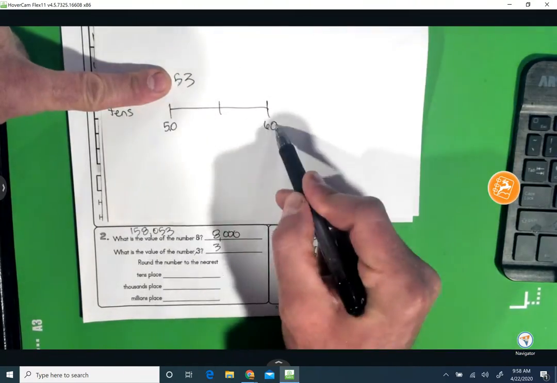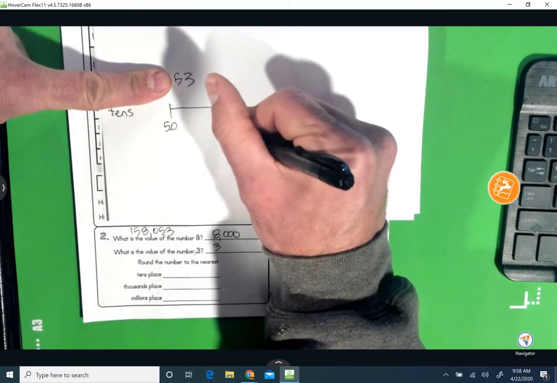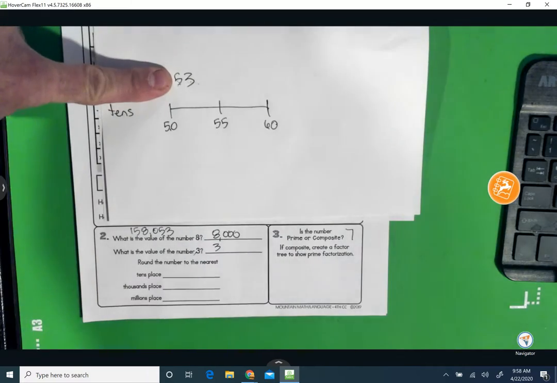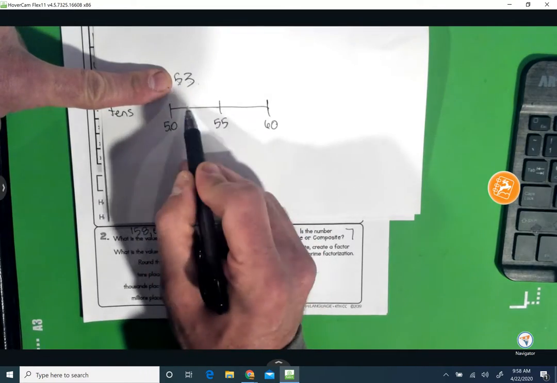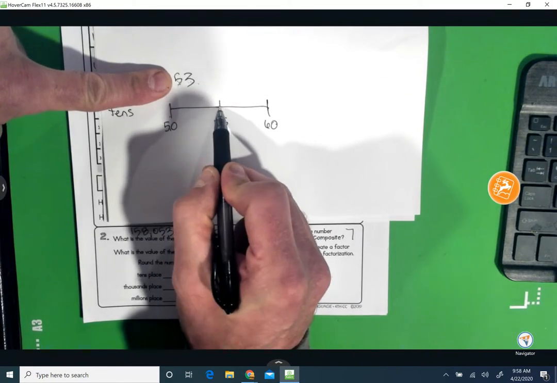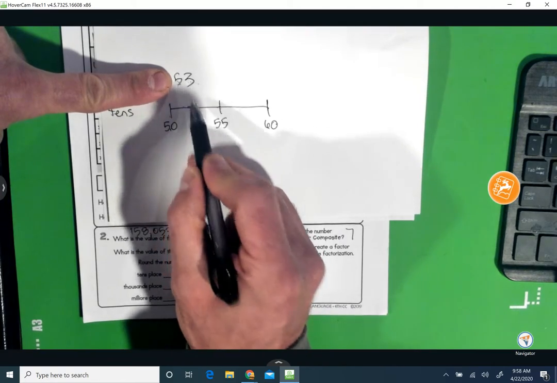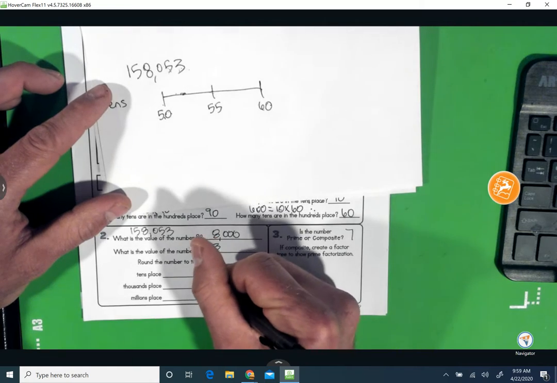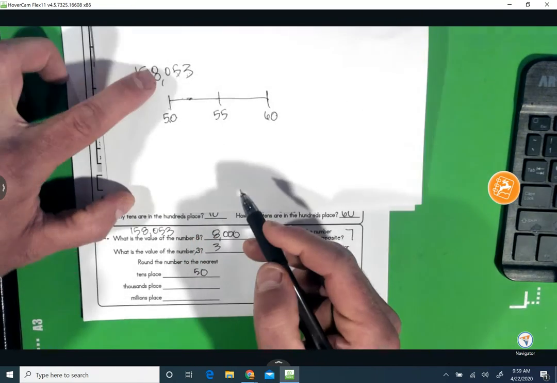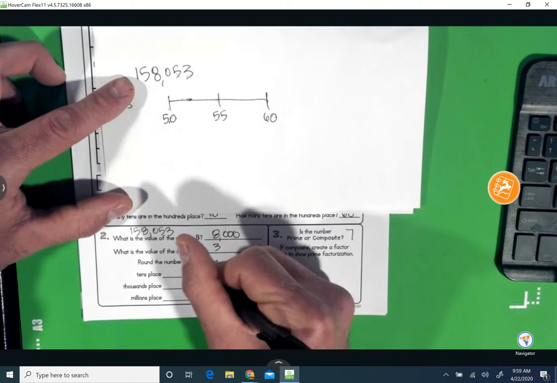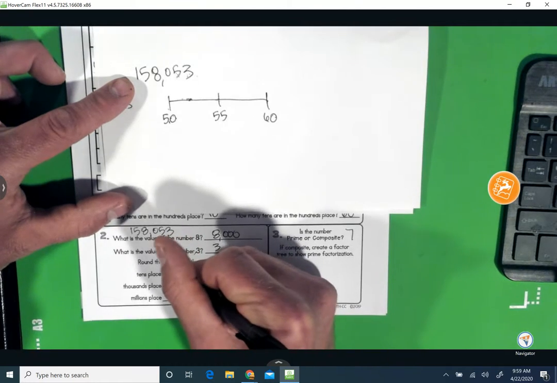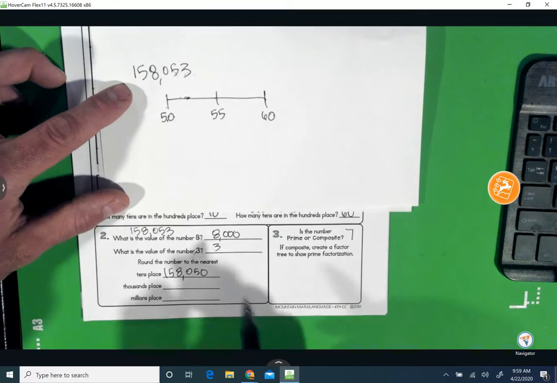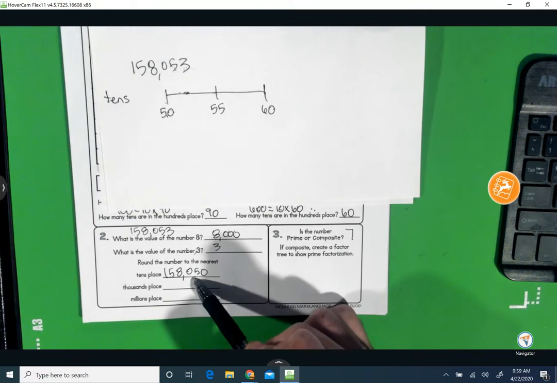What sits in the middle between 50 and 60? 55. And where does 53 sit on this number line? 53 is over here between 50 and 55. That means that 53 rounds to 50. So we can sort of work backwards here and write our 50 and then include the rest of our number. 158,050 is the answer when rounding this number to the nearest tens place.